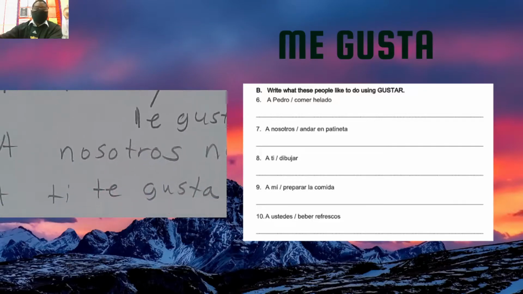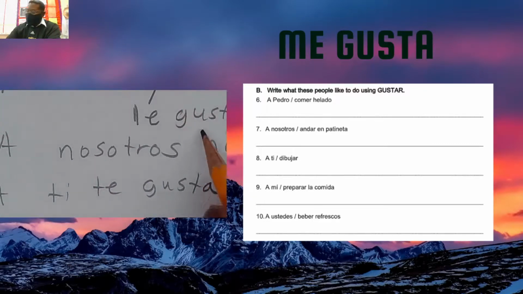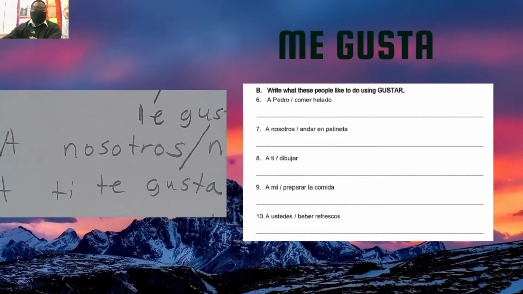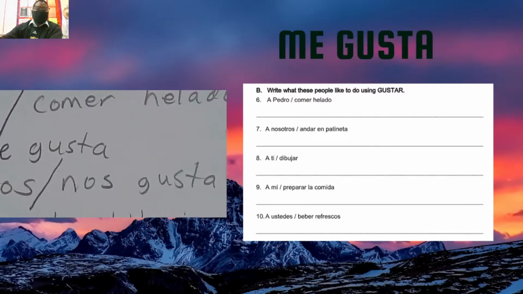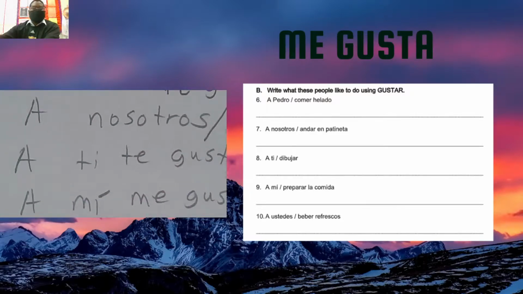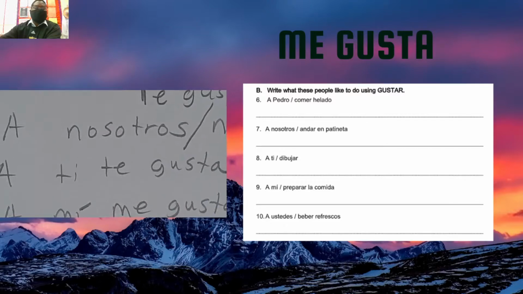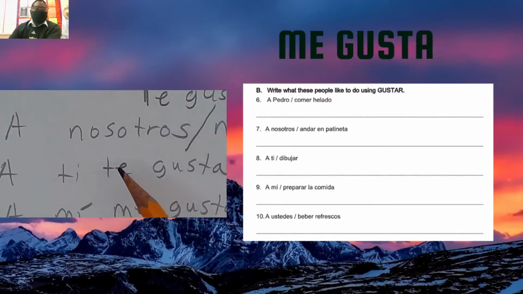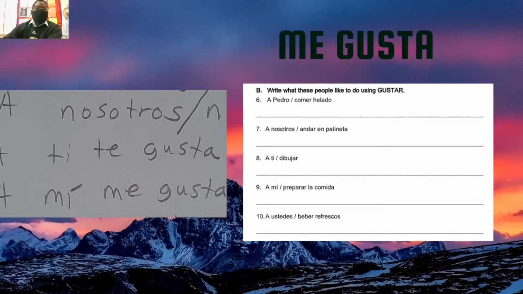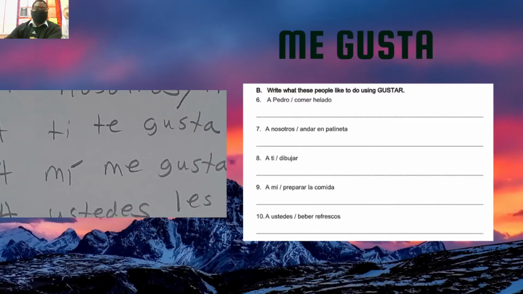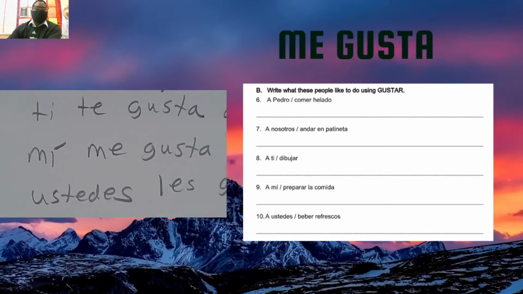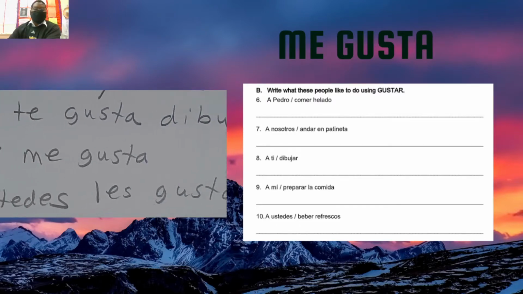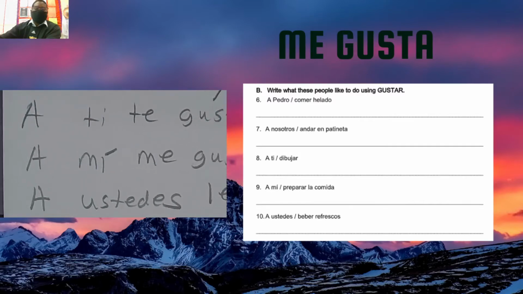The next one, a nosotros. If you see that slash there after nosotros, we automatically know that is first person plural, so it's going to be nos gusta. Next one, a ti. A ti is going to be te gusta. That is second person singular. And then we have first person singular, a mí. That will be me gusta. And lastly, a ustedes les gusta. Because that is third person and that is plural.